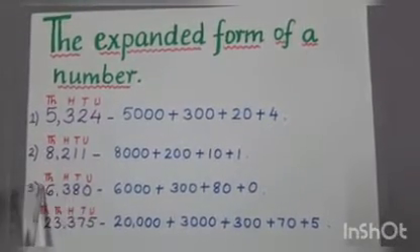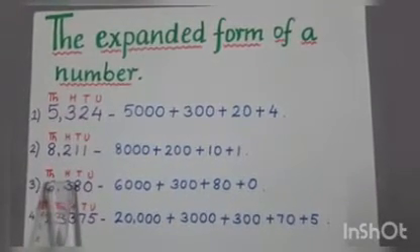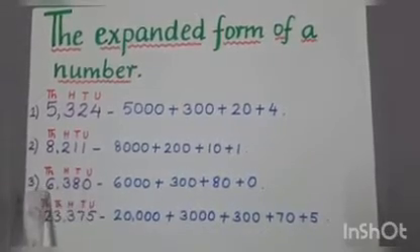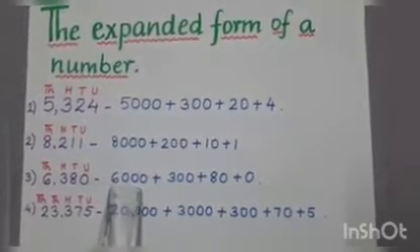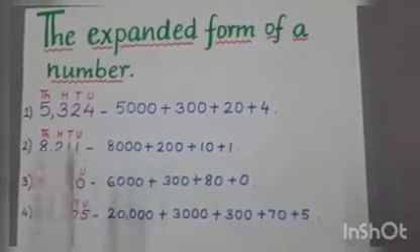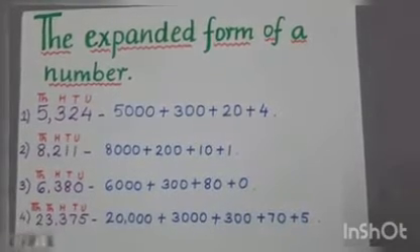The third one is 6380. 6 is in thousands place. 3 is in hundreds place. 8 is in tens place. And 0 is in units place. So how will we expand? We will write 6 as 6,000, 3 as plus 300, plus 80, plus 0. Isn't it interesting, children?